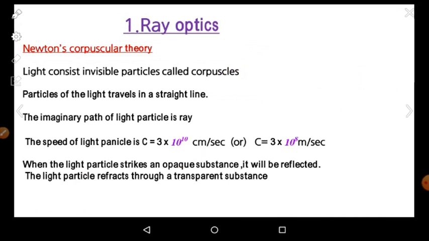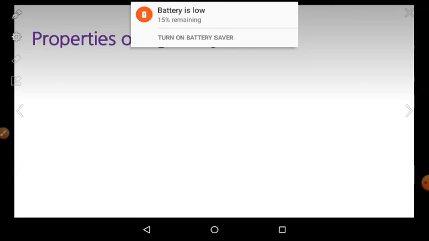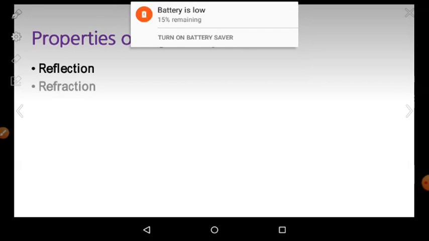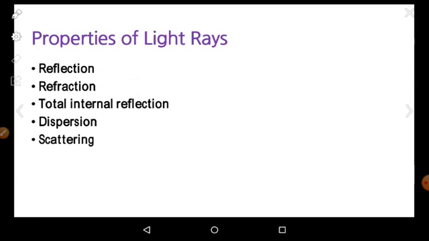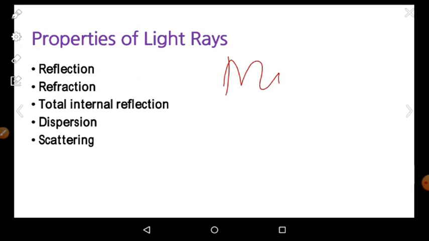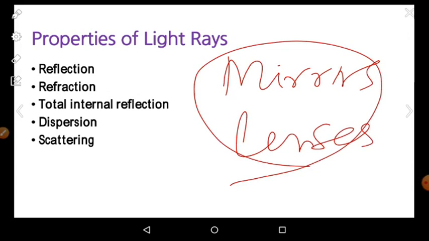So in this ray optics, we are going to study a few properties exhibited by light rays. Number one, reflection. Two, refraction. Three, total internal reflection. Four, dispersion and scattering. Apart from these properties, we are going to study mirrors, systems of mirrors and lenses, which we use in optical instruments like microscopes and telescopes, and also the defects which occur in the image system of lenses, called aberrations.